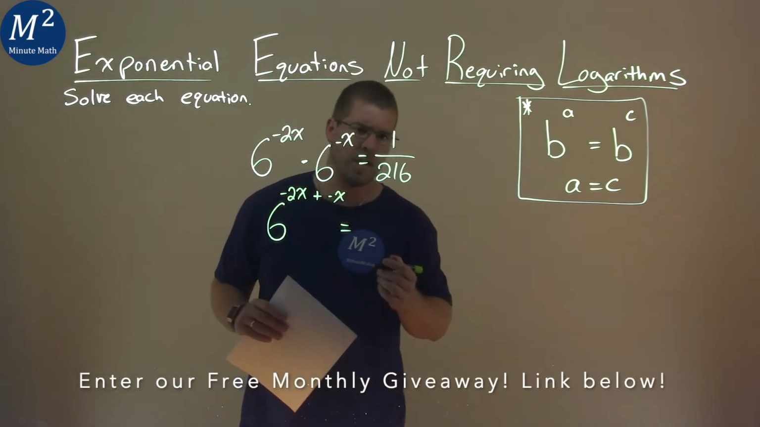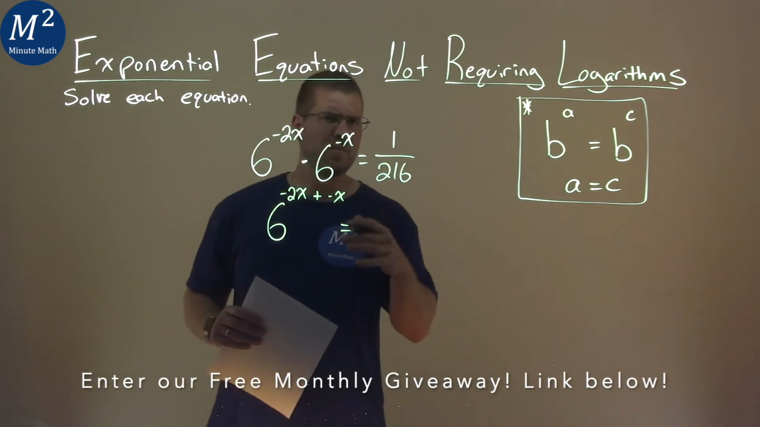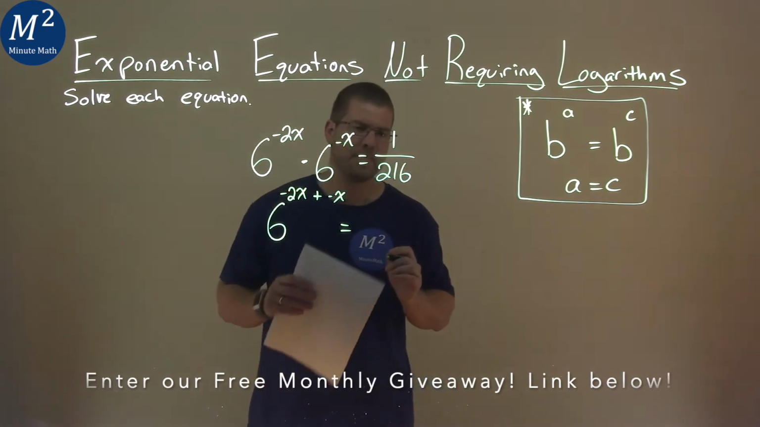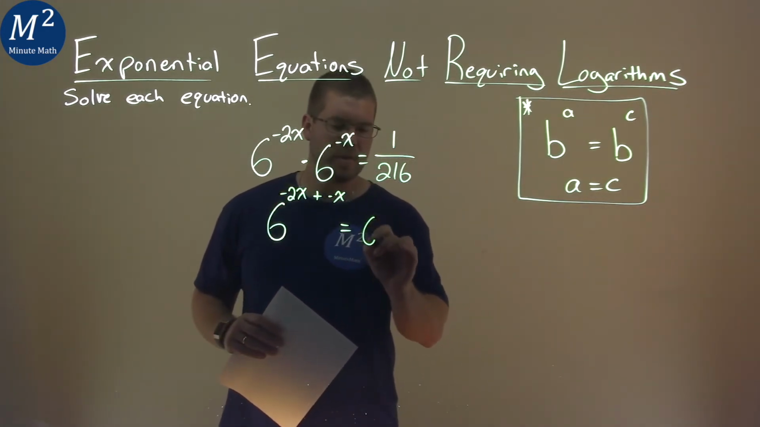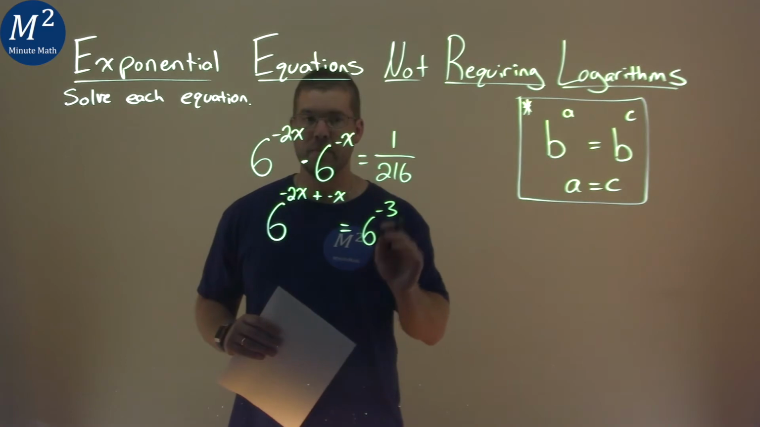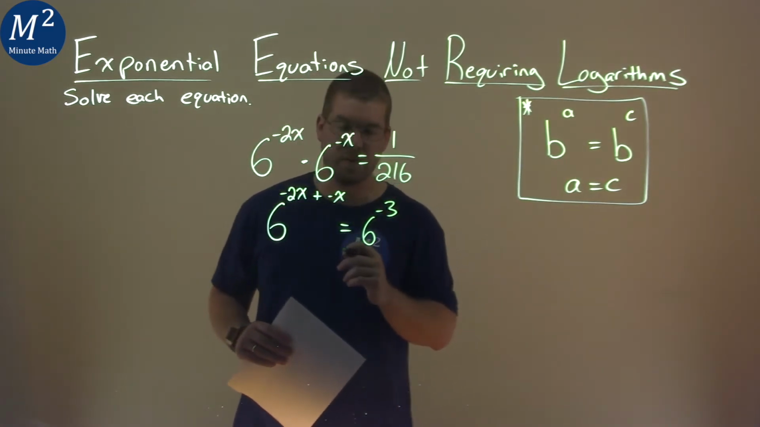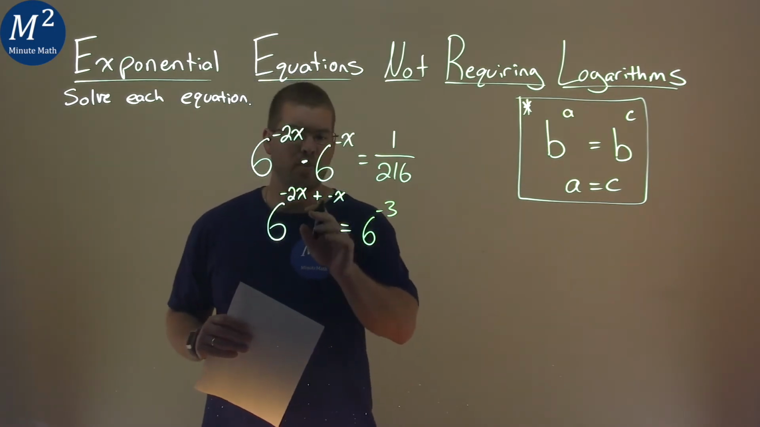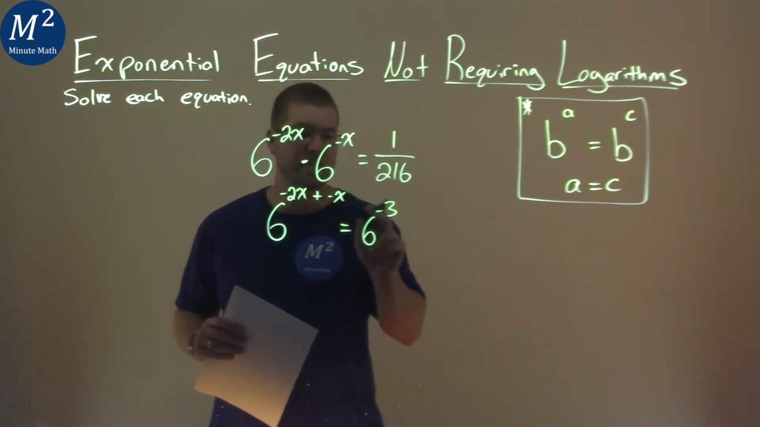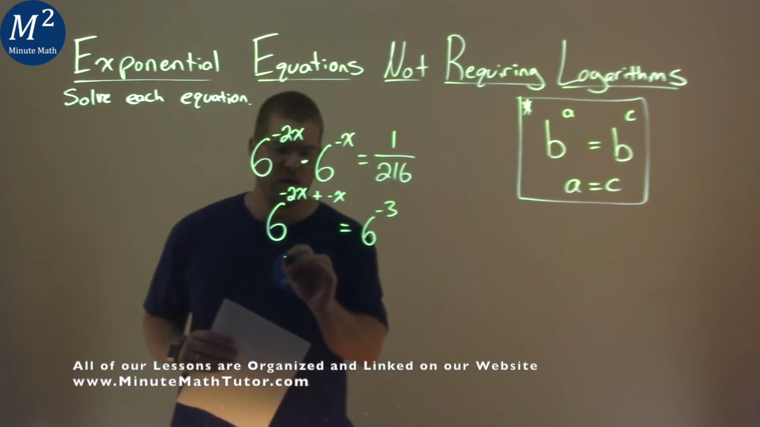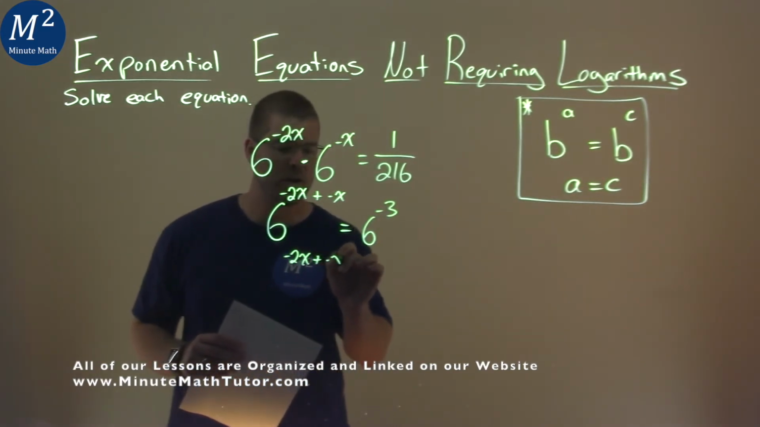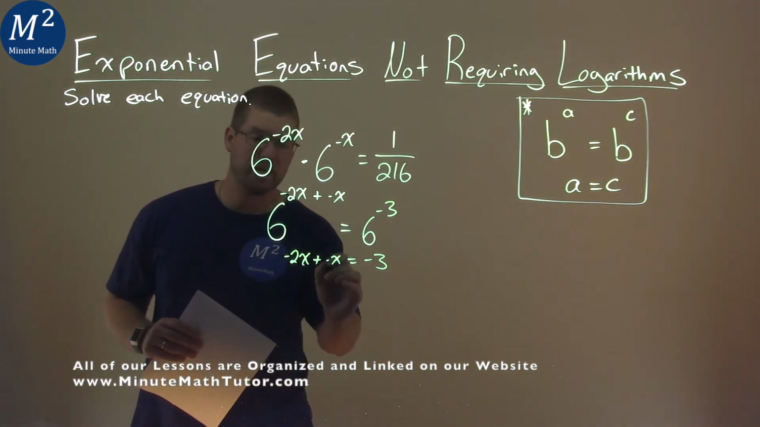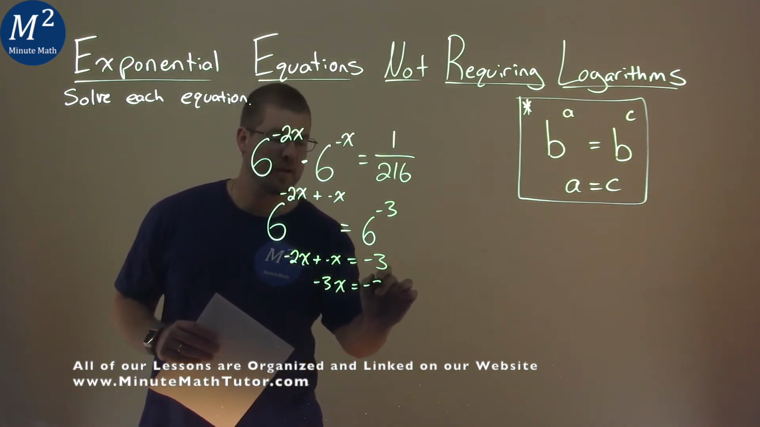Now the right-hand side, I'm going to see if I can rewrite this to be something with a 6 with an exponent. 6 to the 3rd power is 216. So 6 to the negative 3rd power is equal to 1 over 216. We now have the same base here. And when we have that over the equal sign, we can set the exponents equal to each other. We take a negative 2x plus a negative 1x, and it's equal to that negative 3. Well, negative 2x plus a negative 1x is a negative 3x, and it's equal to a negative 3.